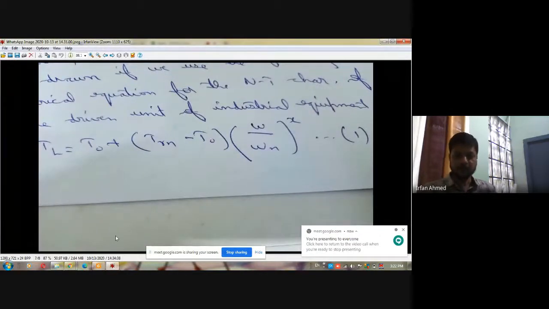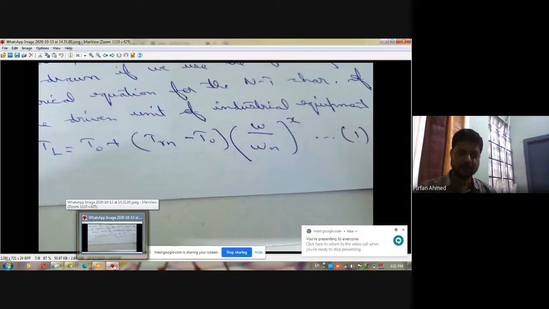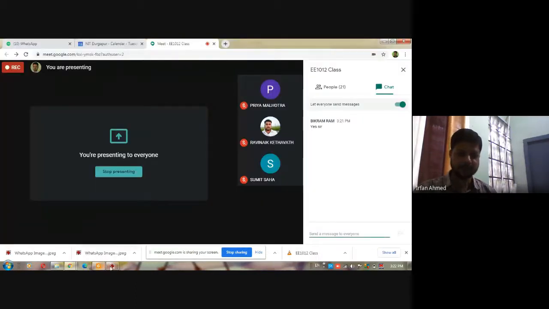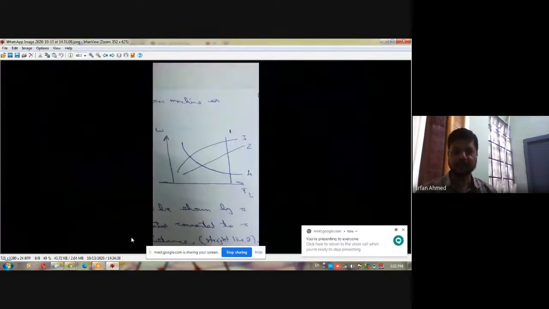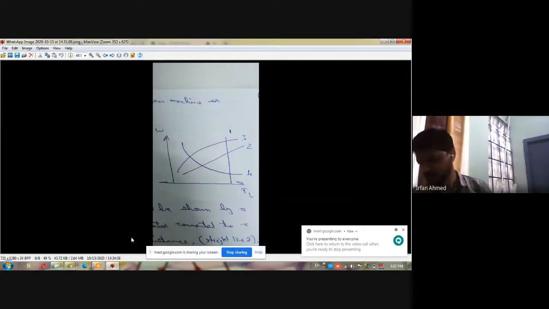Based on the value of x, we can have different types of speed torque characteristics for different machines or mechanisms. Now we are going to see 4 types here. You've written the equation because you will need it. The first one is a characteristic that is independent of speed. That is the vertical straight line given by characteristic number 1.